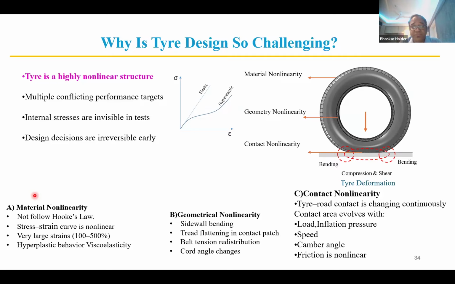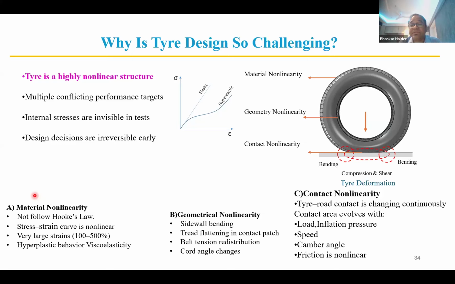Then there is geometrical non-linearity. What is that? When the tire touches the ground, there is some bending happening in the sidewall. The footprint flattens, because my tire was round and now it touches the ground, so the footprint is flatter. Again, it is a change of shape. Another thing is the belt tension distribution, because when it touches the ground, the belt again gets tension and the angle changes. So everywhere there is geometrical non-linearity when the tire is moving.